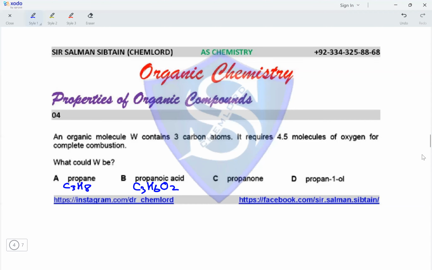We have propanone, C3H6O, and we have propan-1-ol, C3H8O.